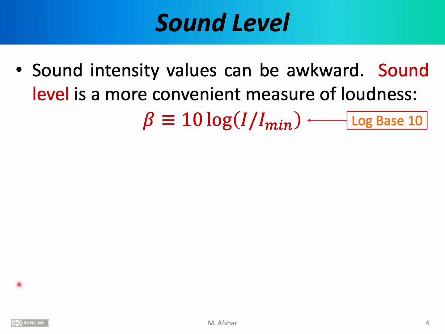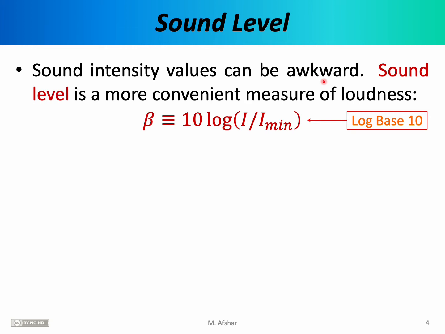So as I explained on the previous slide, what we perceive as the loudness of sound is related to the intensity of sound. And of course, intensity is in turn related to power and area. Unfortunately, sound intensity values can be awkward. If you remember, the minimum intensity, the lower threshold of hearing for humans, was something like 10 to the minus 12 watts per square meter.